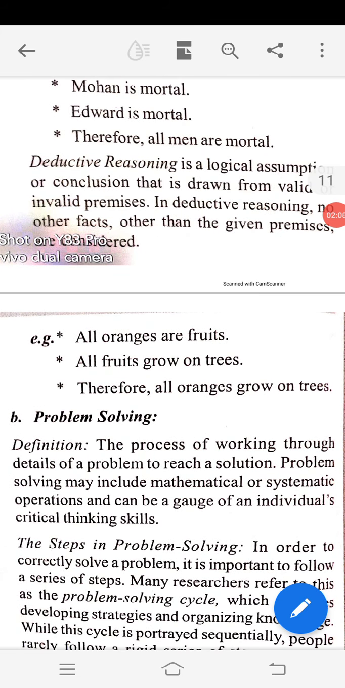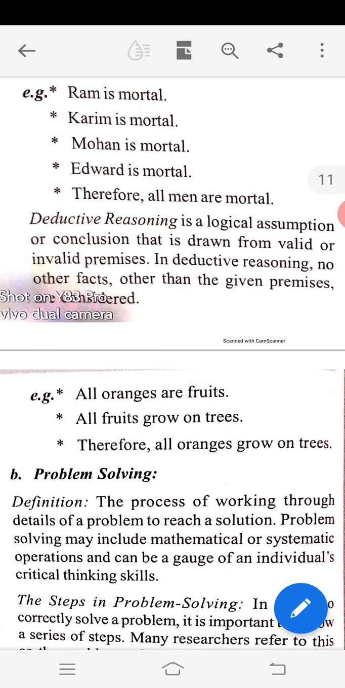Deductive reasoning is the opposite of inductive reasoning. It is based on logical assumption or logical truth, or on a logical argument. The logical assumption or conclusion is drawn from valid or invalid premises, true or untrue premises. So deductive reasoning is the opposite of inductive reasoning.